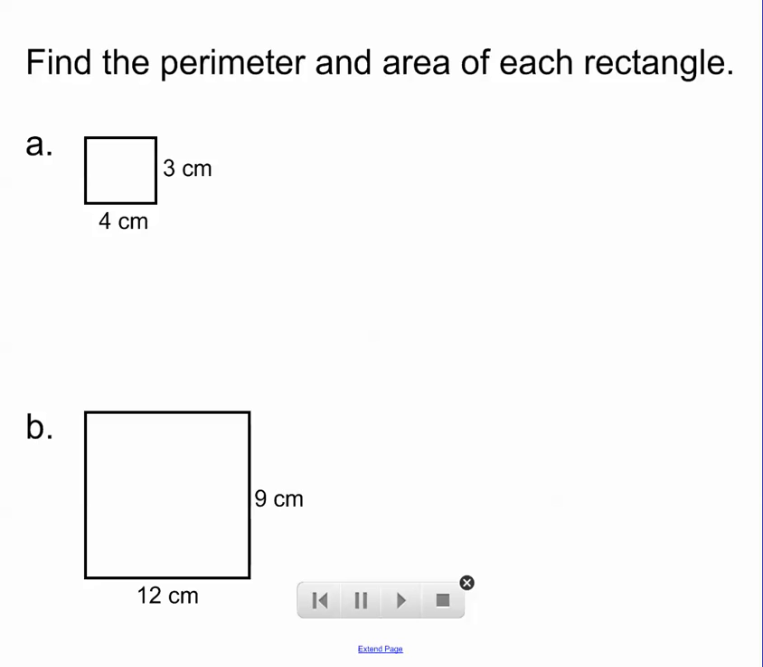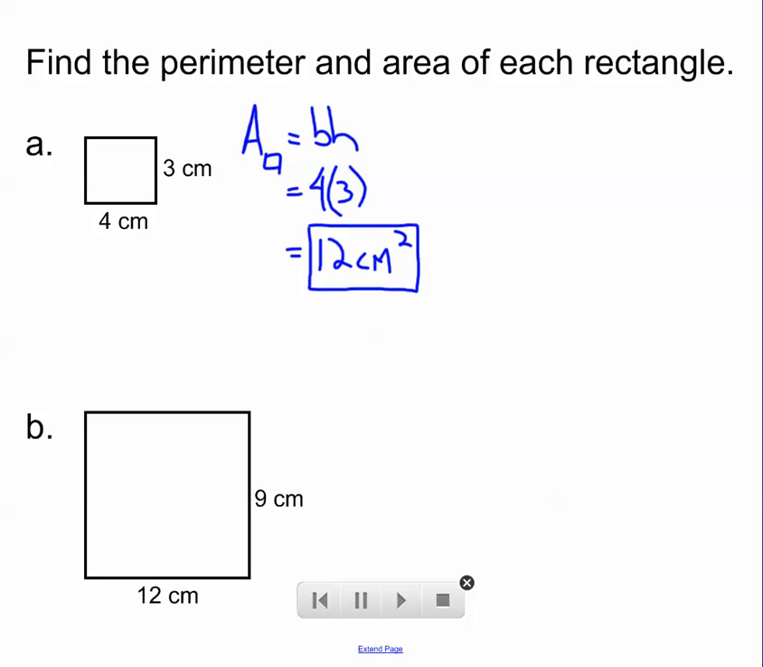Let's find the perimeter and area of each rectangle. Again, I've decided to do area first, but area is base times height. So 4 times 3 is 12 square centimeters. For the next one, we have base times height again. 12 times 9, which is 108 square centimeters.